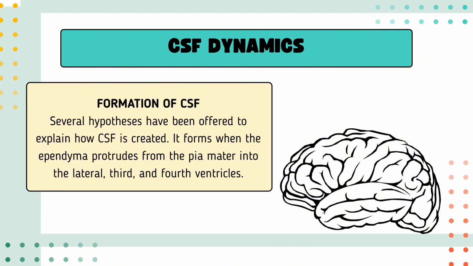First is the formation of CSF. Several hypotheses have been offered to explain how CSF is created. According to the classic hypothesis, the choroid plexi are the principal source of CSF generation. It forms when the ependyma protrudes from the pia mater into the lateral, third and fourth ventricles.